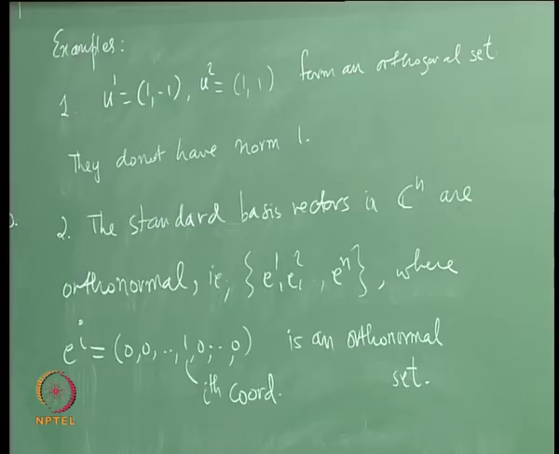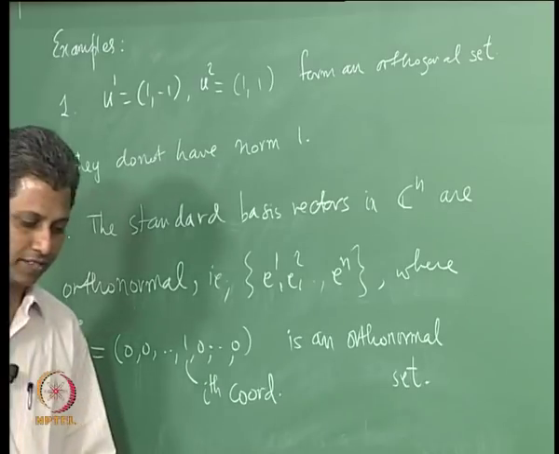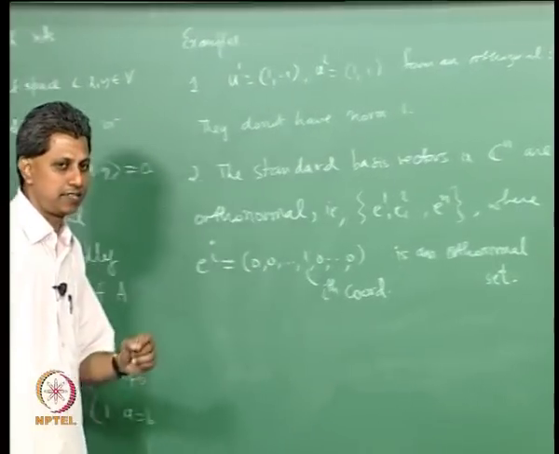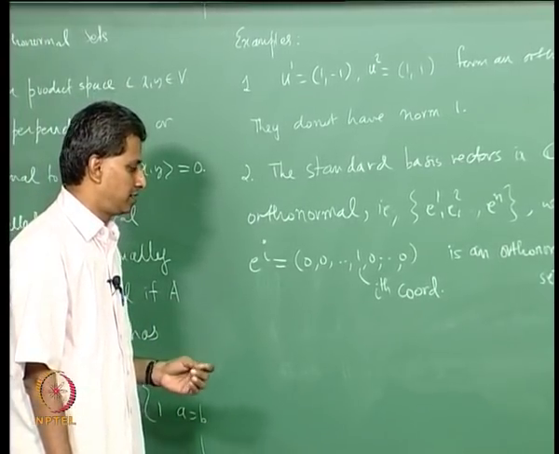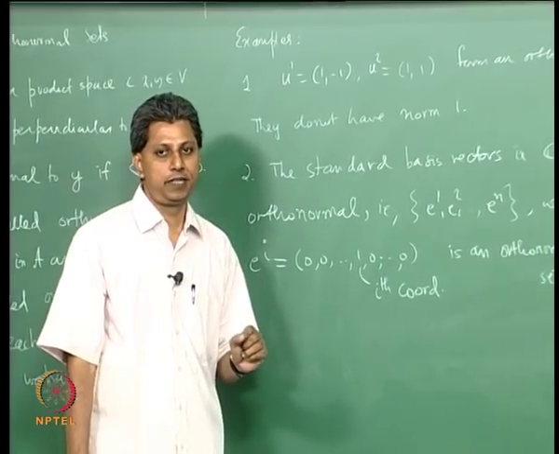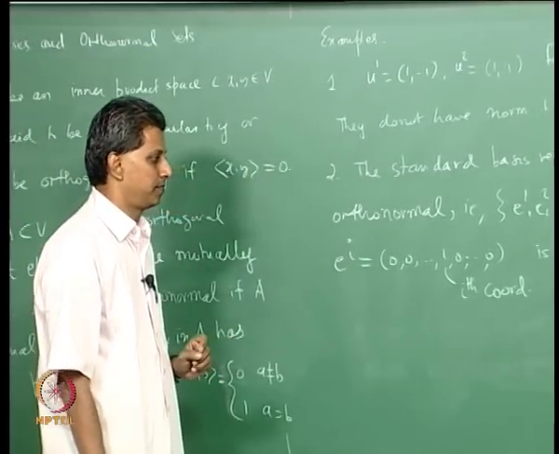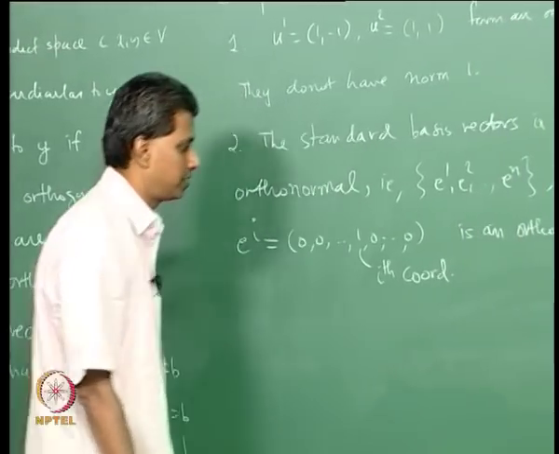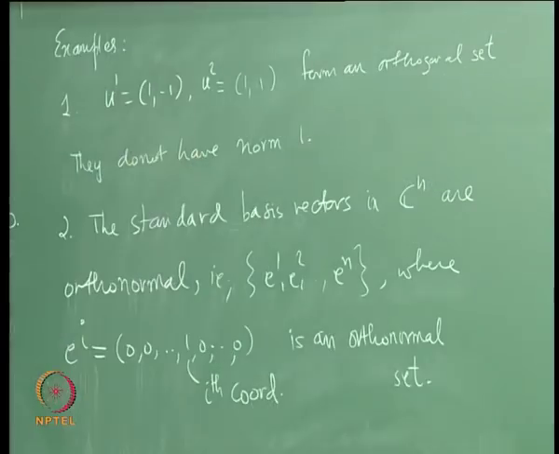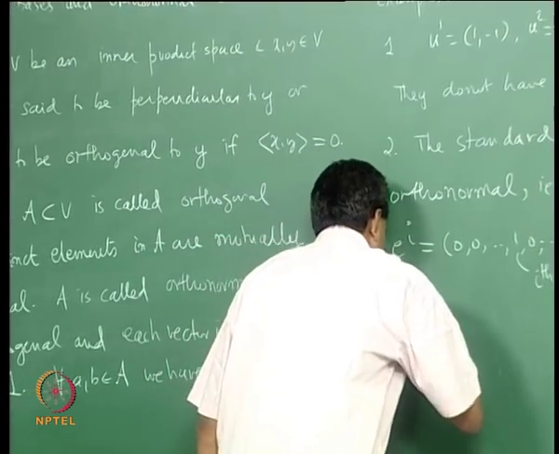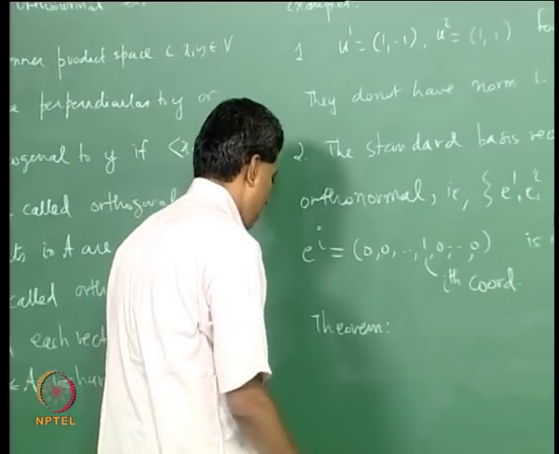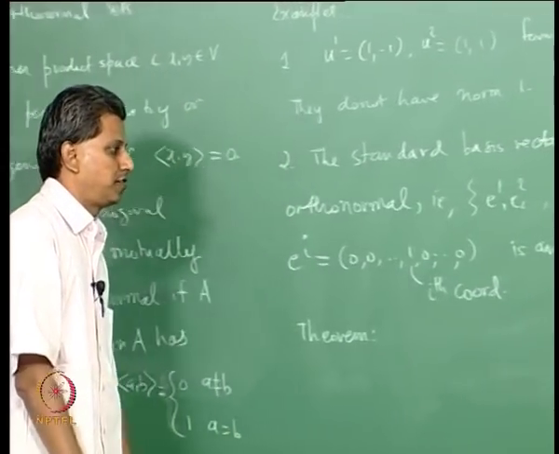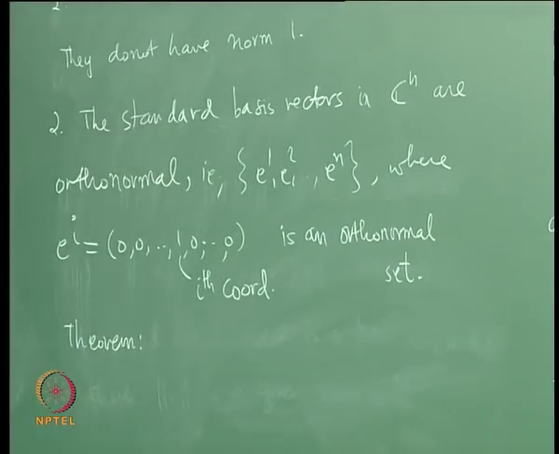I want to explain a procedure. The question is the following: given a linearly independent set, can we construct an orthonormal set out of it? The answer is yes. But before that, we must understand that orthogonal vectors are linearly independent. Even before that, I want to prove the Pythagoras theorem, which we have seen in the plane and which holds in a general inner product space. Then I will look at the process of constructing orthonormal vectors from a linearly independent set.